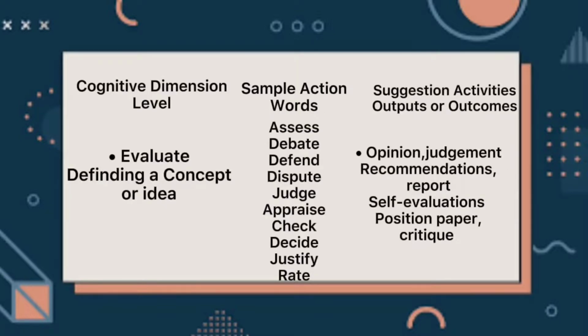The fifth cognitive dimension level, we have evaluate or defending a concept or idea. At this level, the sample action words are assess, debate, defend, dispute, judge, appraise, check, decide, justify, and rate. Suggested activities, outputs, or outcomes are opinion, judgments, recommendations, report, self-evaluation, position paper, and critics.